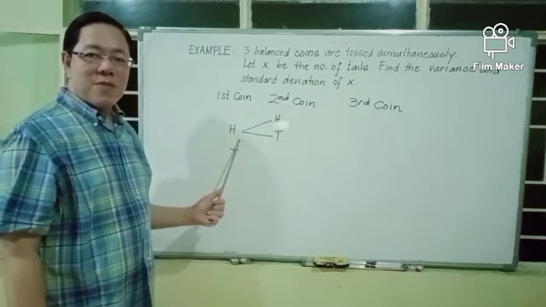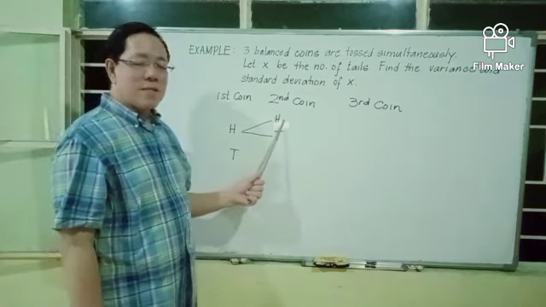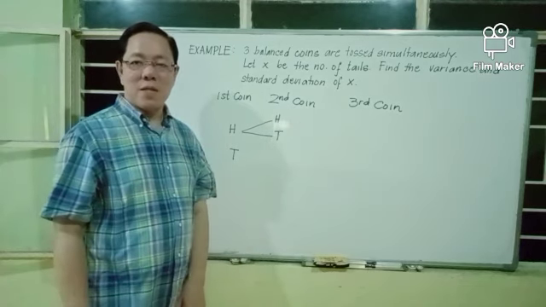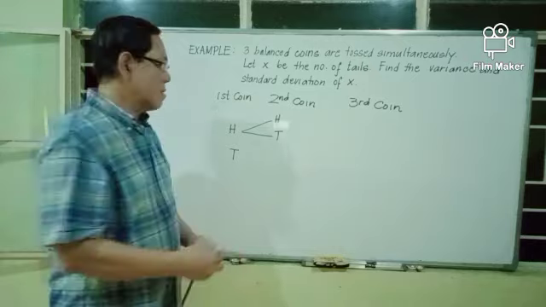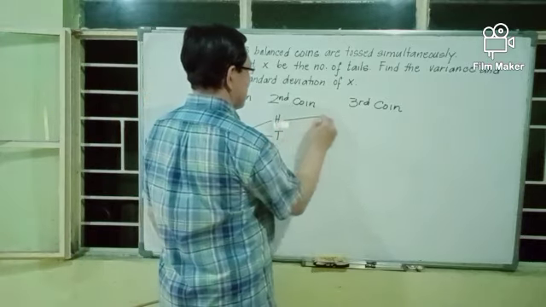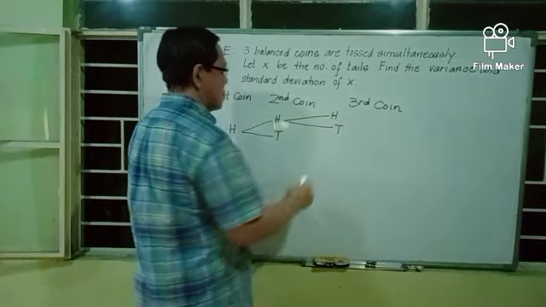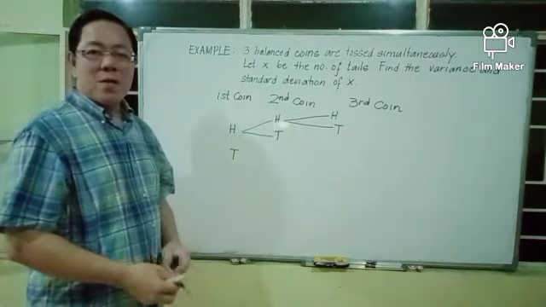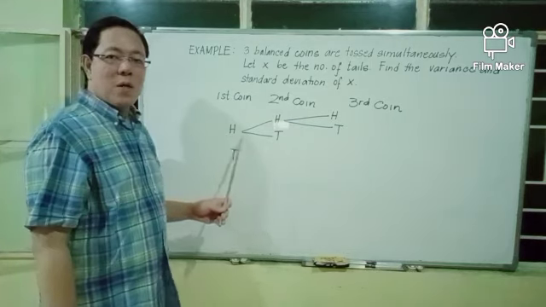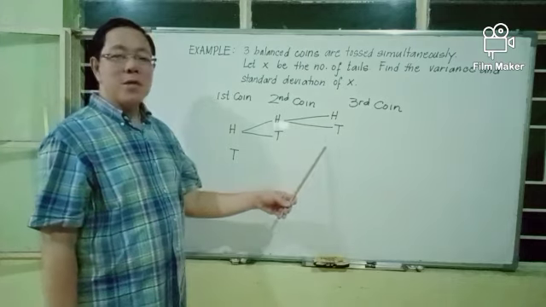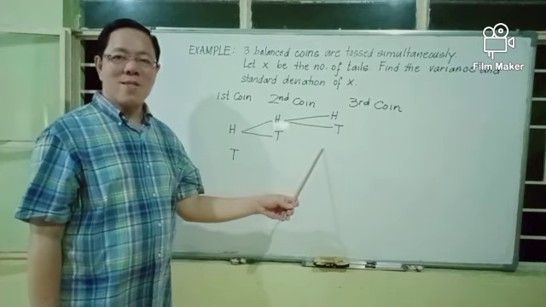If we get heads in the first coin and heads in the second coin, in the third coin it's either heads or tail. If we have heads in the first coin and tail in the second coin, in the third coin, either we get heads or tail.